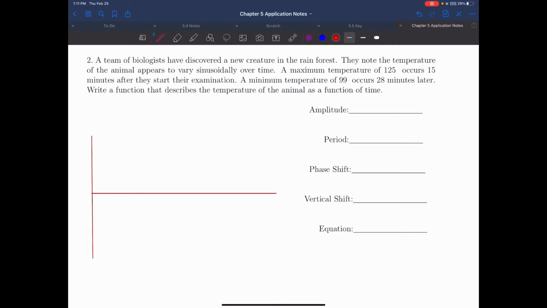So I will again go through each sentence where it gives me information. The first sentence is a maximum temperature of 125 occurs 15 minutes after they start the examination. What I'll do on the scale here is just go to 15. I'm not going to force anything out of these problems; I'm going to let it all fall where it falls. I'm going to scoot that out a little bit just in case I don't have enough room. So this is 15, and the maximum is going to be at 125 at 15.